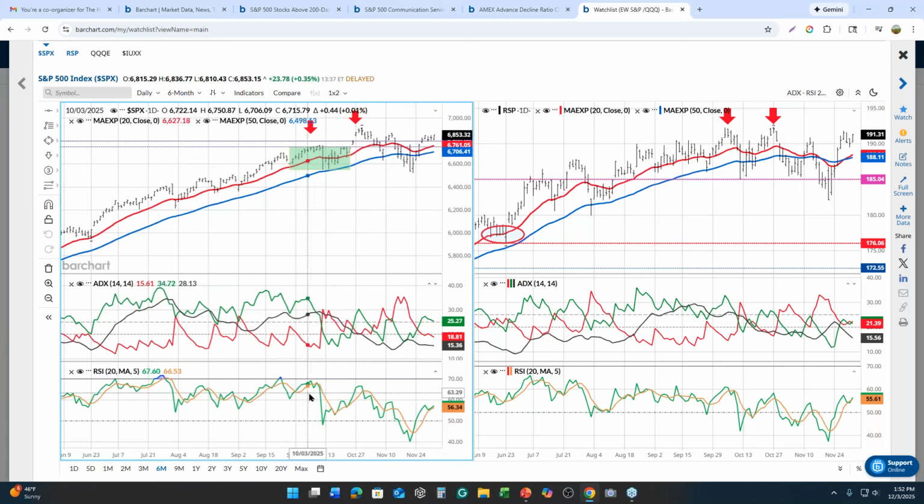RSI, again, is like the speedometer of your car. It's telling you how fast the market is moving in the direction of your trend. So what is happening here is the market is trending higher, making new higher highs, but our RSI is diverging, right? It's not confirming these new highs. It's making lower highs. This is called negative divergence. This is a warning sign that this trend is starting to lose momentum.